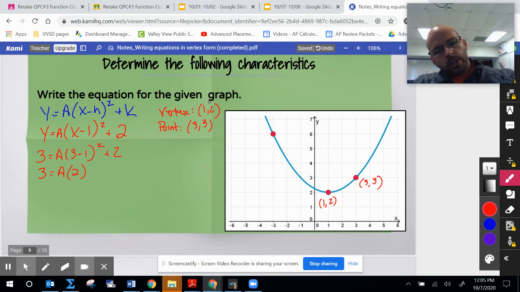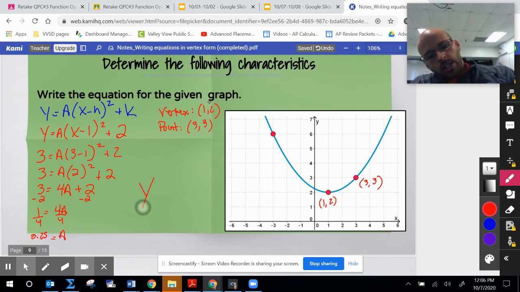So I have 3 minus 1 is 2 squared plus 2. 2 squared is 4, so now I have 4a plus 2. Subtract the 2. So 3 minus 2 is 1 equals 4a. Divide by 4, and I get a to be 0.25.